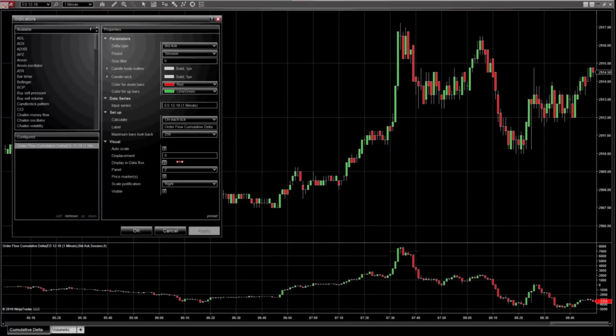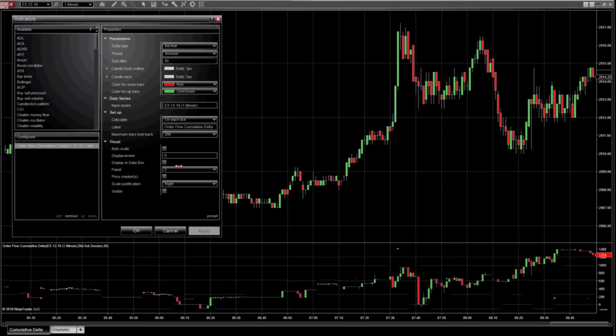The Cumulative Delta indicator will also allow you to filter out ticks from the calculation based on the minimum volume. By changing the size filter to 50, the indicator will now only include ticks with a volume of at least 50 contracts.